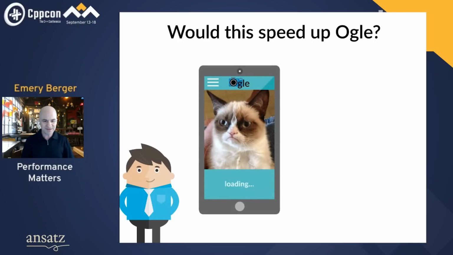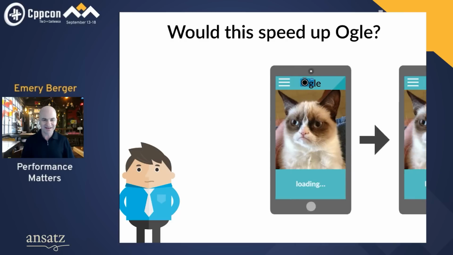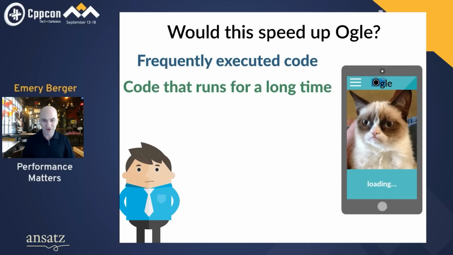Basically, Luke goes and runs a profiler and finds the code that is frequently executed and runs for a long period of time, applies all the optimizations that he can think of to that code, and then runs it. And it turns out it made the loading thing blink faster, but it didn't do anything else, right? This is really sad. So why did that happen? Well, frequently executed code and code that runs for a long time: that loading dialog, that message, shows up the whole time that the thing is happening, and it's executed all the time.